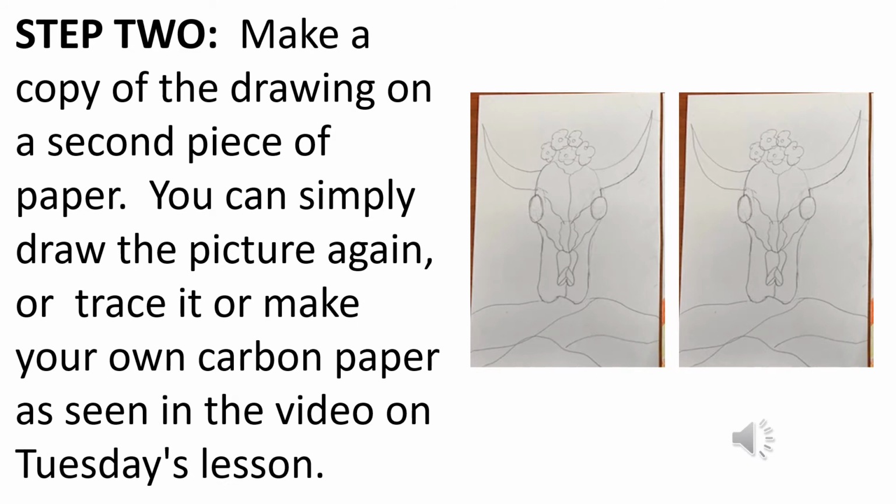Step 2. Make a copy of the drawing on a second piece of paper. You can simply draw the picture again, freehand, or you can trace it by putting one paper on top of the other, or you can make your own carbon paper, and there is a video in Tuesday's art lesson on Canvas that will show you how to do that.